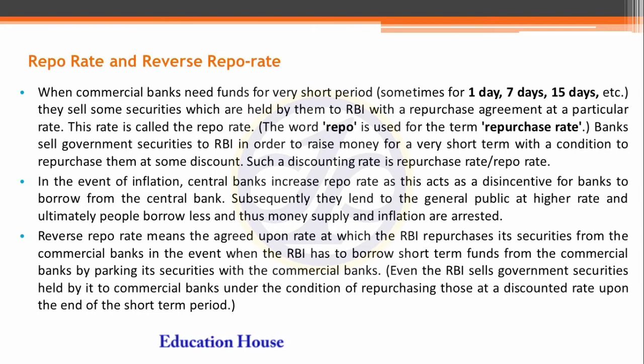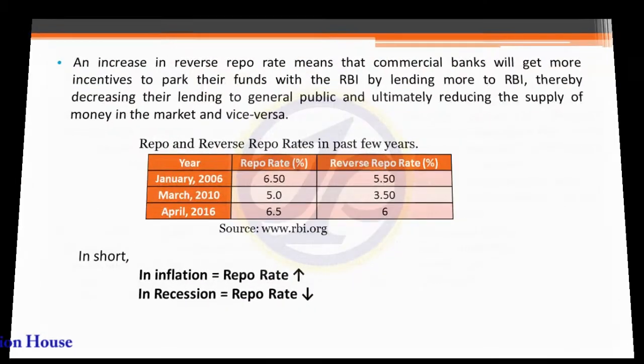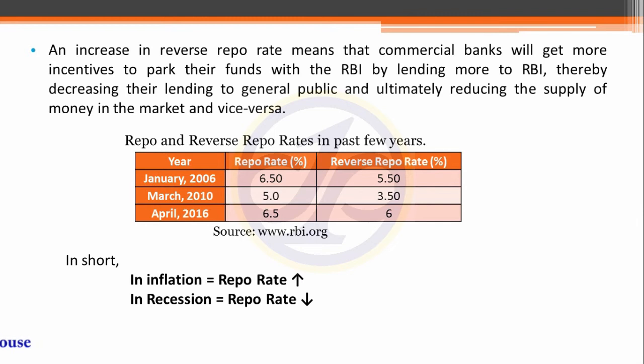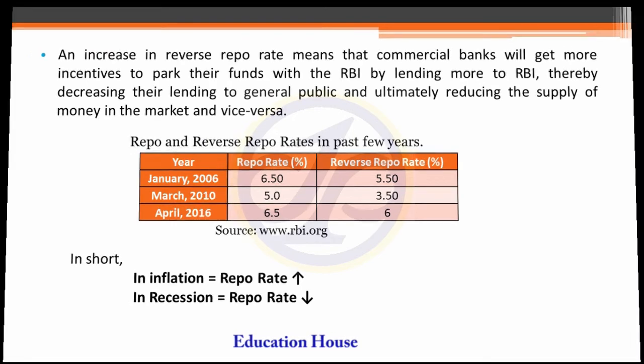Number second point is reverse repo rate. When Reserve Bank of India has funds for a short term period, Reserve Bank of India gets the funds from commercial banks at a certain rate of interest. This rate of interest is called the reverse repo rate. Normally, repo rate is higher than reverse repo rate. You have been observing the data. In April 2016, repo rate was 6.5% and reverse repo rate was 6%. And as I told you, in short, in inflation, repo rate rises, in recession, repo rate reduces. Let's go on to the third.